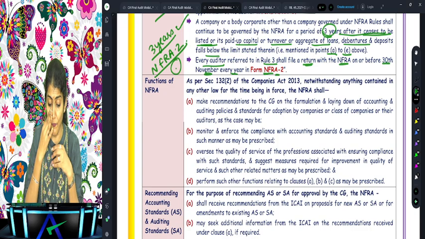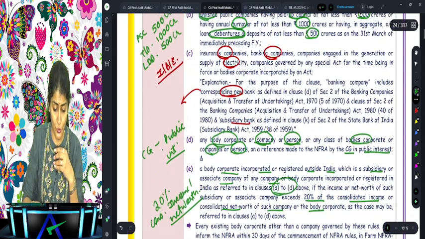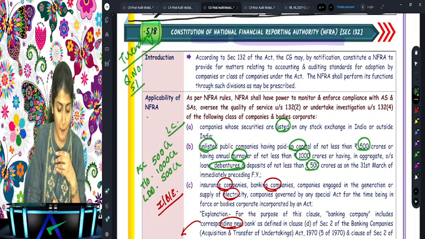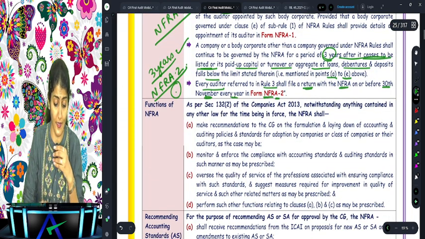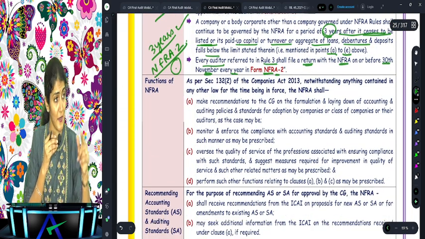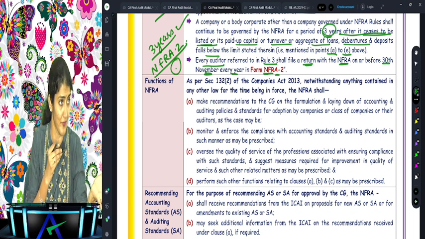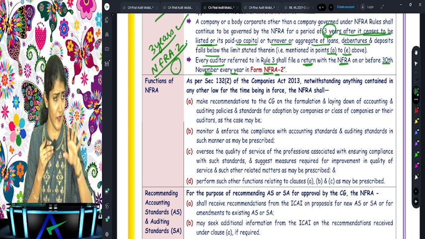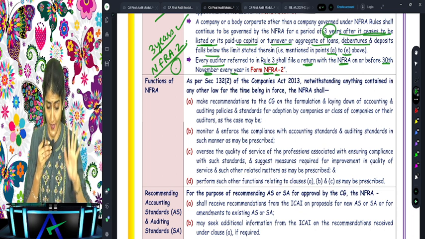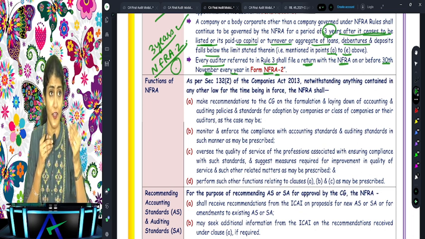In the exam, what question has come 2 times? Yes, the applicability of the NFRA. Common sense says what? Okay, what one thing can happen? The same NFRA applicability, they can ask a 3rd time. They can ask it 3, 4, 5, 6 times till the time it gets settled over there. Or they can proceed further in life.